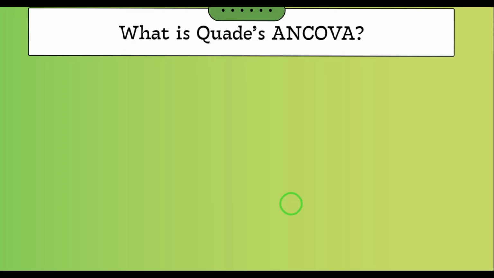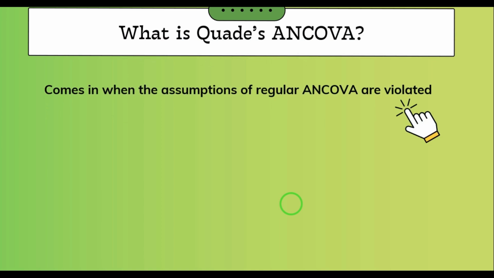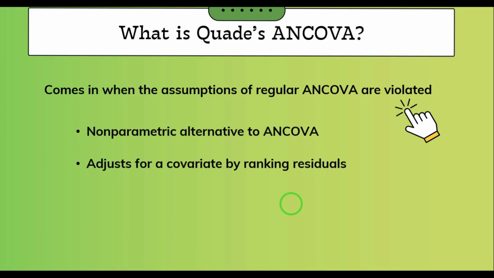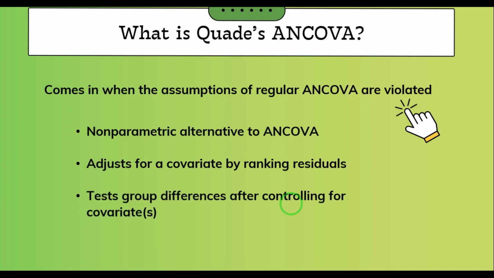So let's get started. First, let's start with the basics. Quade's ANCOVA is a rank-based nonparametric alternative to ANCOVA. But why do we need this technique? Because traditional ANCOVA assumes normality of residuals, homogeneity of variances, and linearity. But what if those assumptions are violated? For example, when your data are skewed, ordinal, or have outliers. That's where Quade's ANCOVA comes in.